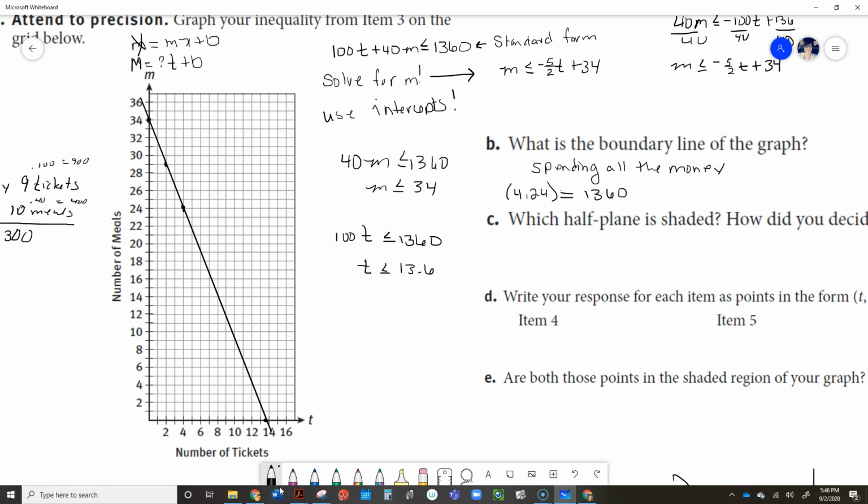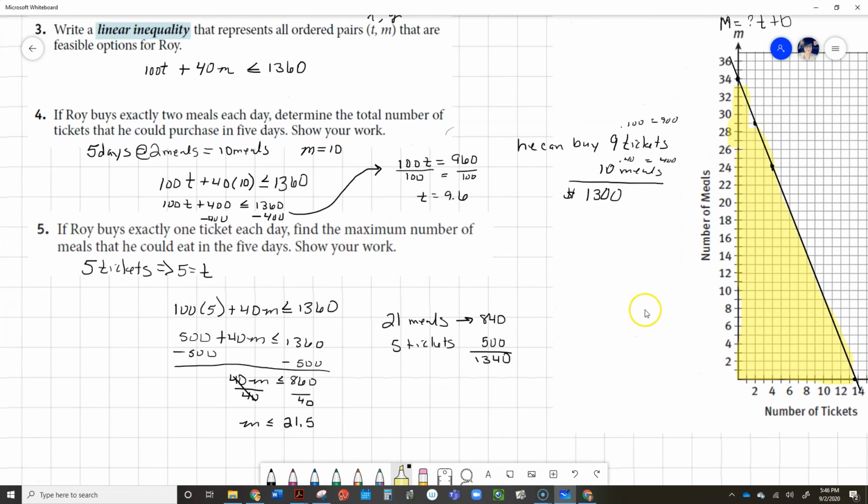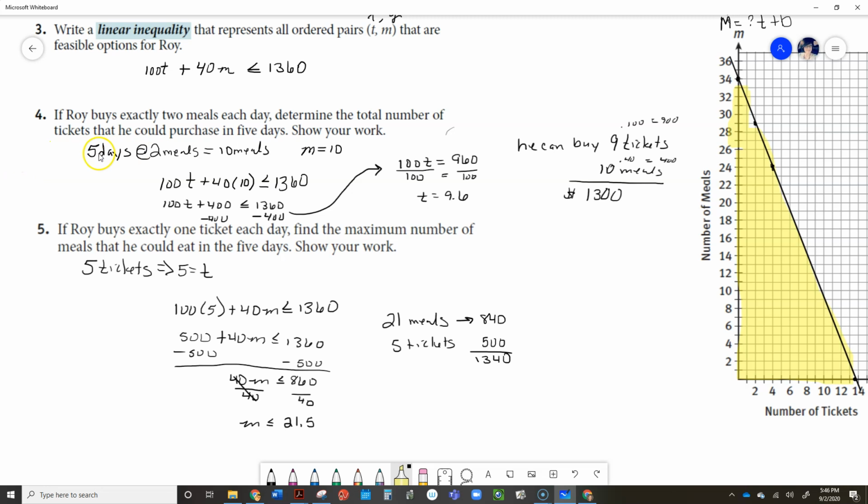But because this is an inequality, we don't just draw the line, we draw a solid line because the bar is underneath it, but we also do some shading, and the shading goes below the line. And why does the shading go below the line? The shading should go below the line because do we care if we have money left over? No. So one of the things that we did over here in number 4 was say if he eats 2 meals a day for 5 days, how many tickets can he buy? We said 9 tickets and 10 meals.